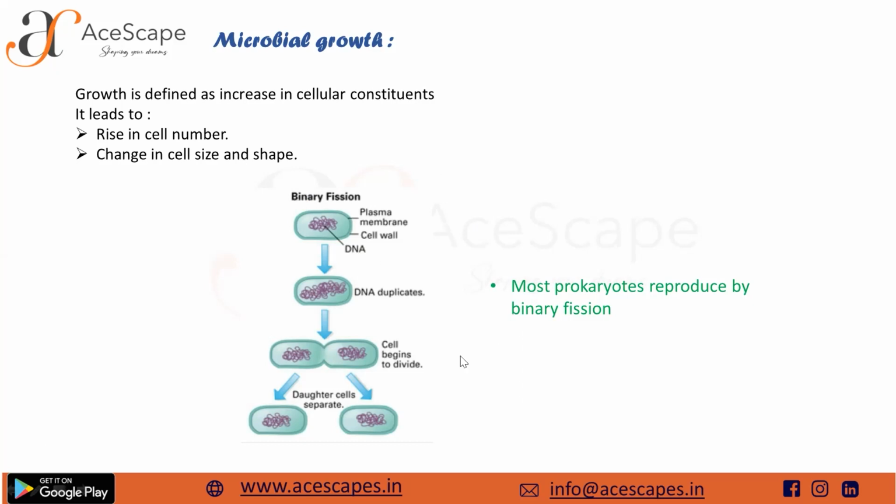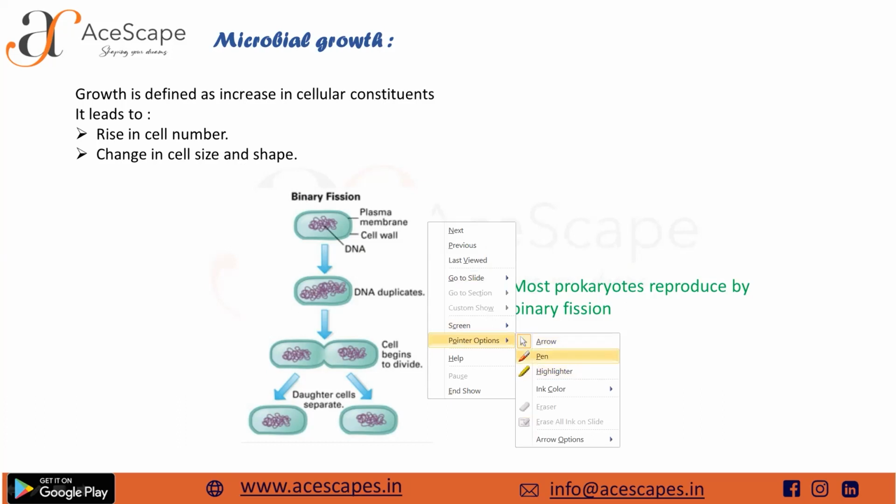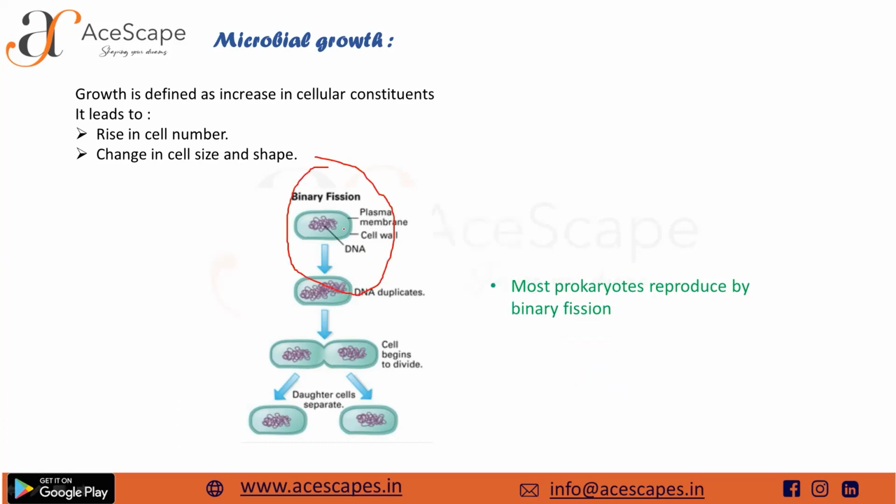So what is this binary fission? This is the mode of division they follow. Like I can say here, this is the parent cell. This parent cell prepares for division. They enlarge, the DNA gets duplicated, and the membrane, etc. Then the cell begins to divide, that is, a septum is created here, and then they are divided into two daughter cells. So this is the main mechanism of binary fission.